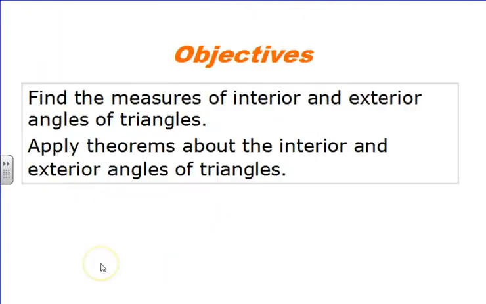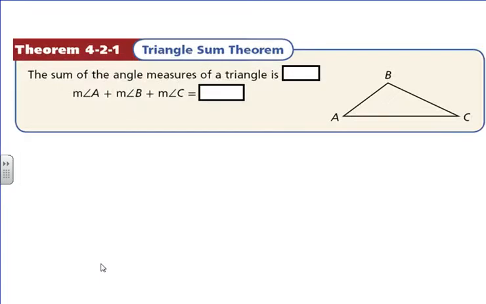Okay? So today we are going to find the measures of interior and exterior angles of triangles. We're going to apply theorems about the interior and exterior angle. So first, back to basics, triangle sum. The sum of the angle measures of all triangles, any triangle, is 180. Good. So in this diagram, we could say that the measure of angle A plus the measure of angle B plus the measure of angle C is 180.